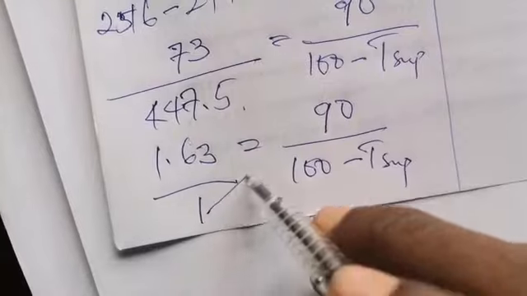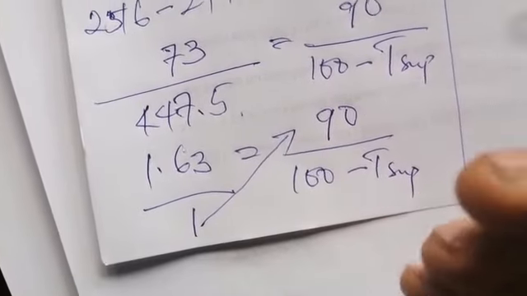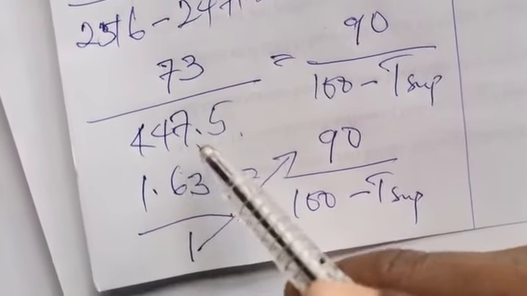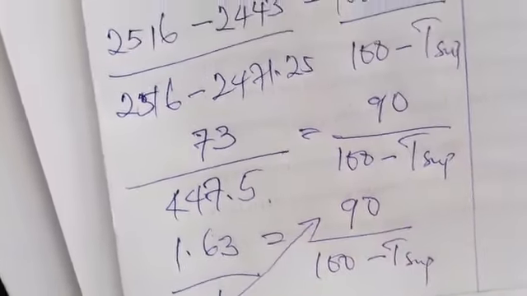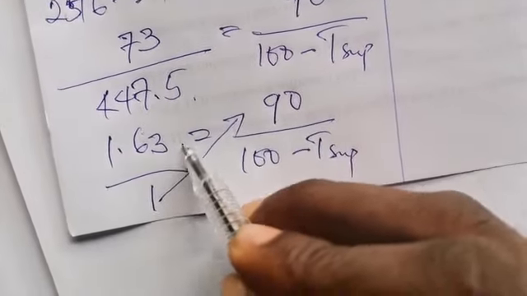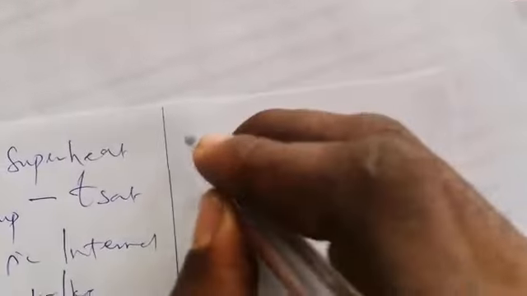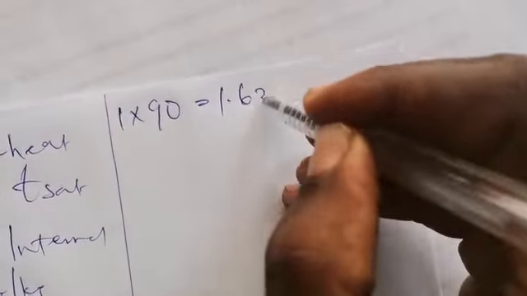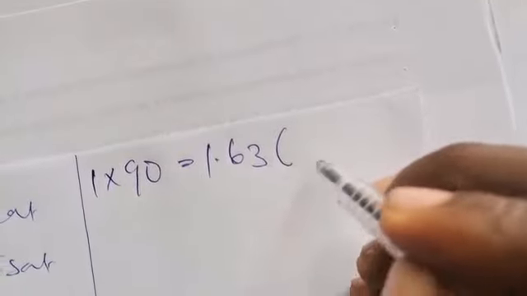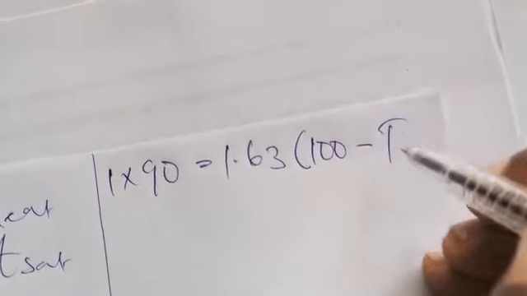At this point, I will simply cross multiply. I did this to avoid too many numbers, because if I had done 447.5 multiplied by 90, it would have been a bigger number. So I'll simply have 1 multiplied by 90, which is equal to 1.63 multiplying the whole of this value, 100 minus the superheated temperature, so I simply have 100 minus T superheat.